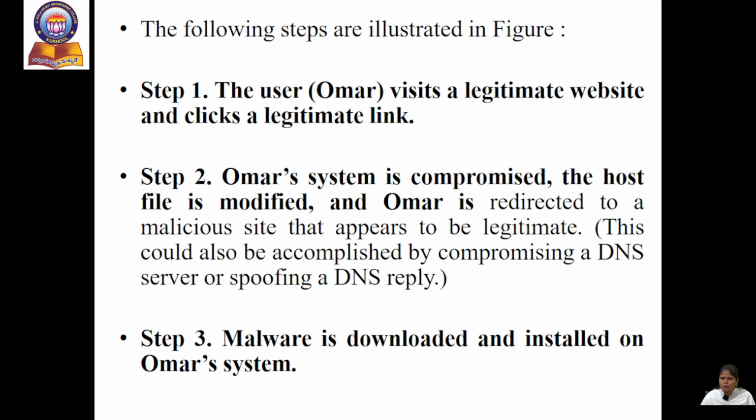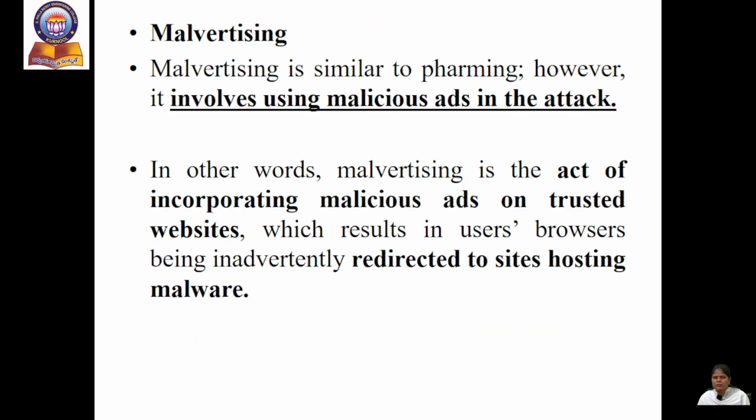So the malicious site looks like a legitimate site. This could be accomplished by compromising the DNS server or spoofing a DNS reply. In step 3, malware is downloaded and installed on Omar's system. Right. The next type is malvertising. Malvertising is similar to pharming, however, it involves using malicious ads in the attack.